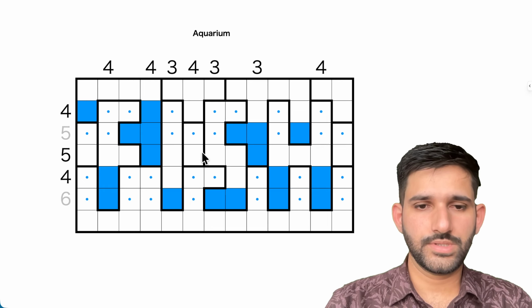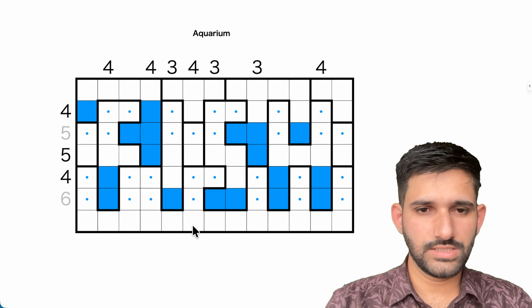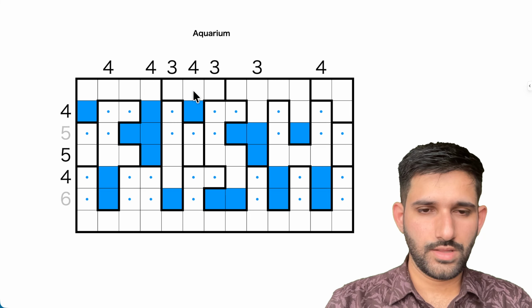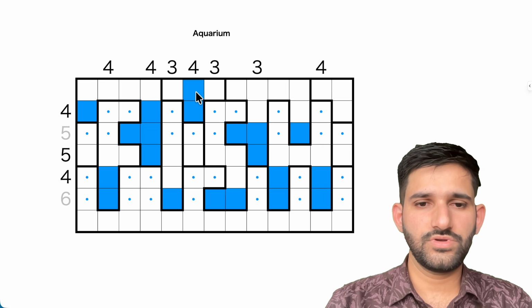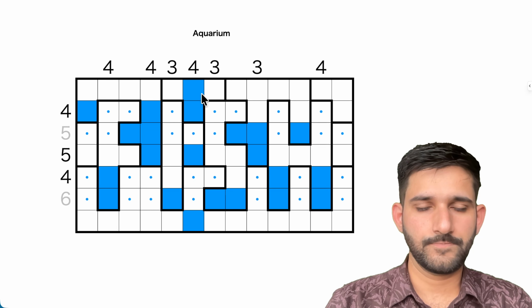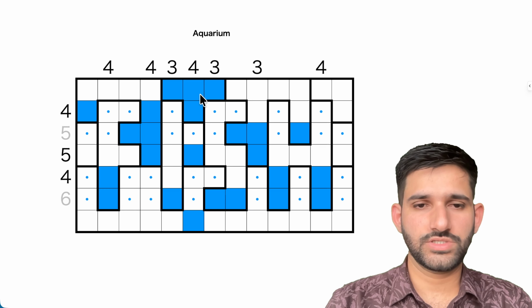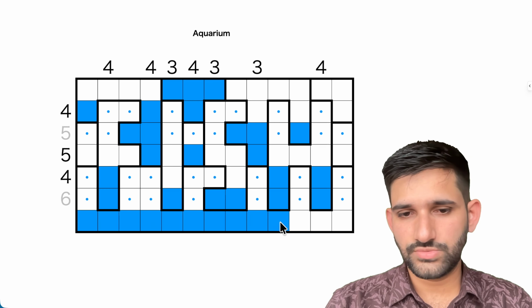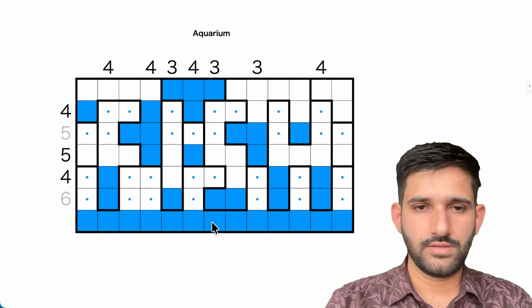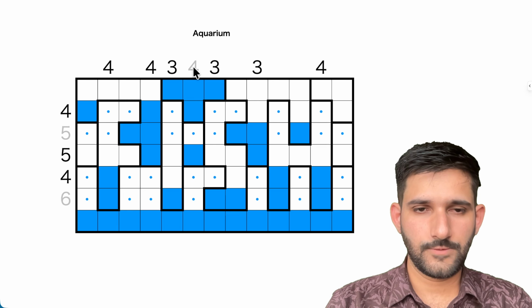Now in this column, we need four water cells. That means there has to be one water cell here. These are only four cells, so all four will have water. And in this region now, these two will also have water because of the level. Similarly, all these will have water because of the level. And that completes this one and this one.